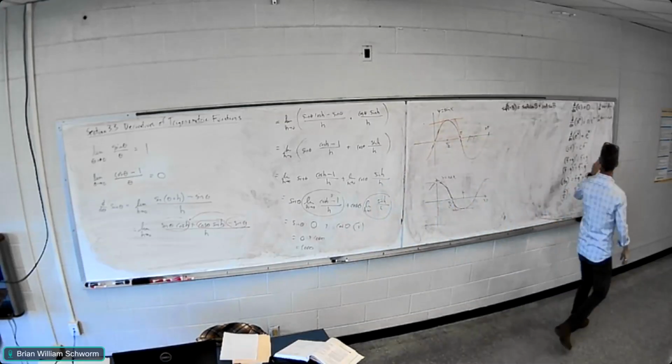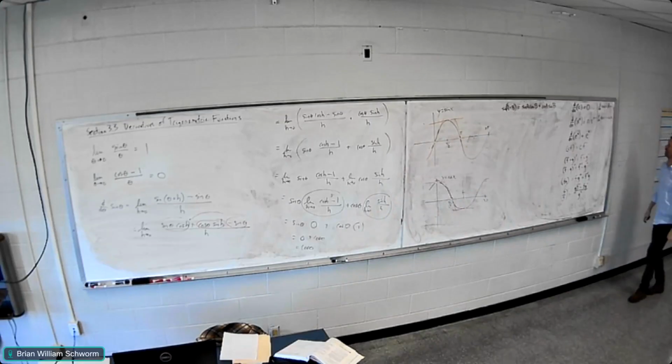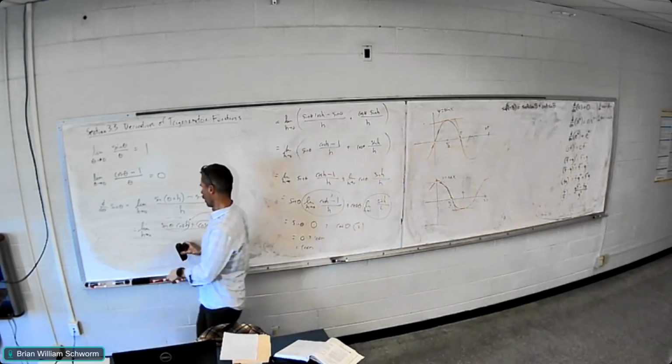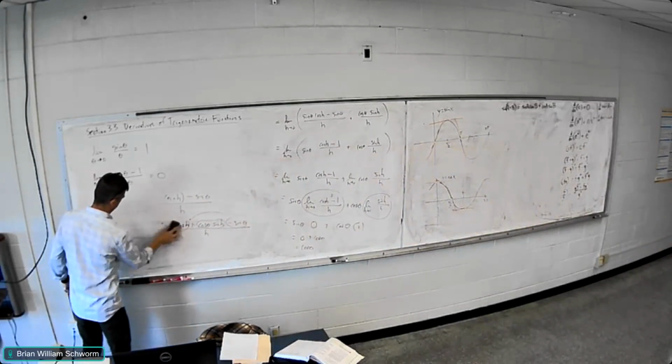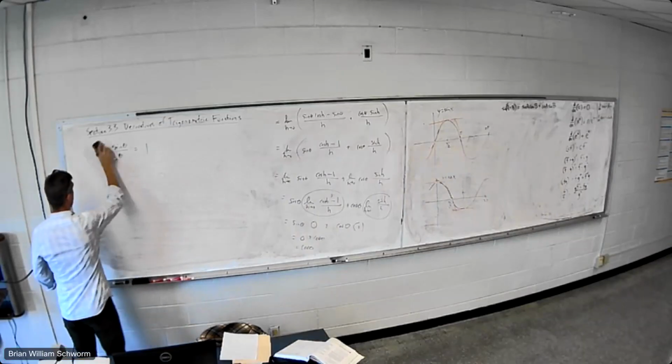But anyway, here's what you need to remember. Derivative of sine is cosine, derivative of cosine is negative sine. The derivative of these two basic trig functions is just the other one. This one has a negative sign now. And then from that, we can derive all the others. Like the derivative of tangent.